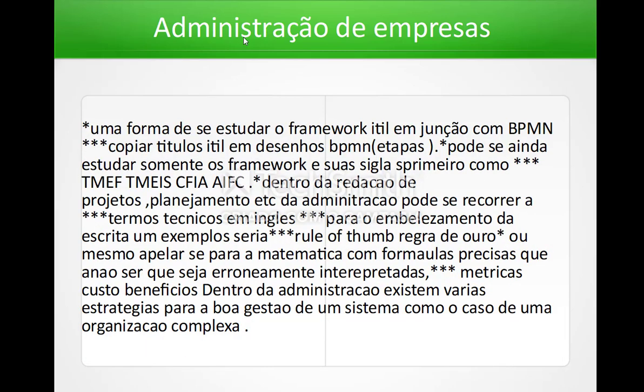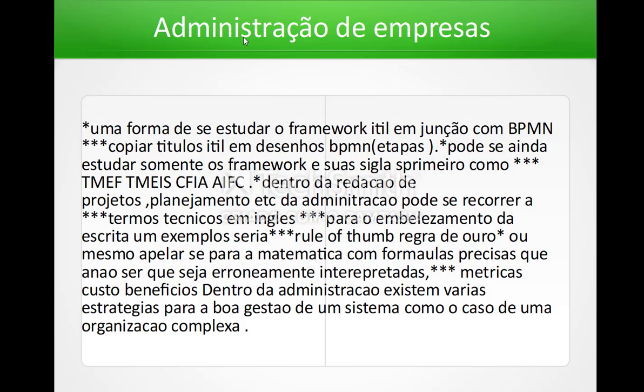A way to study the IDLE framework in conjunction with BPMN. Copy IDLE titles in BPMN drawings, steps. You can still study only the framework and its initial acronym as TMEF TMI CFIA. Within project drafting, administration, planning, etc.